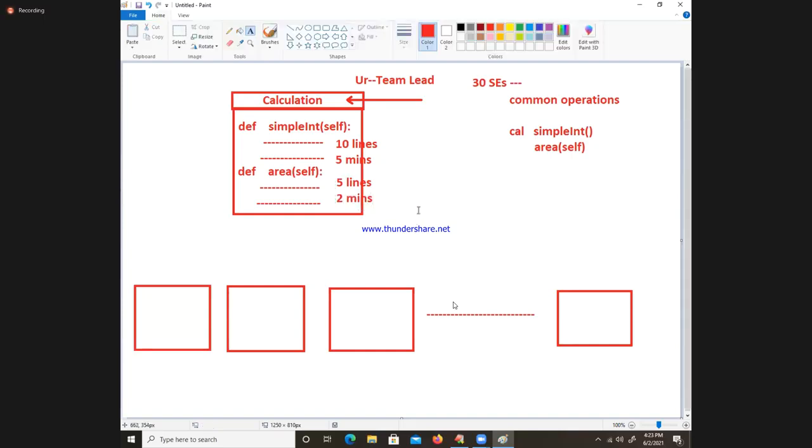Then tell me, would you like to ask the software engineers to define each and every time this function, or will they get it as it is from your class? Quickly, would you like to ask them to write again, or would you like to ask them to get it as it is, what you have defined? Come on, quickly. First of all, you understand my point.